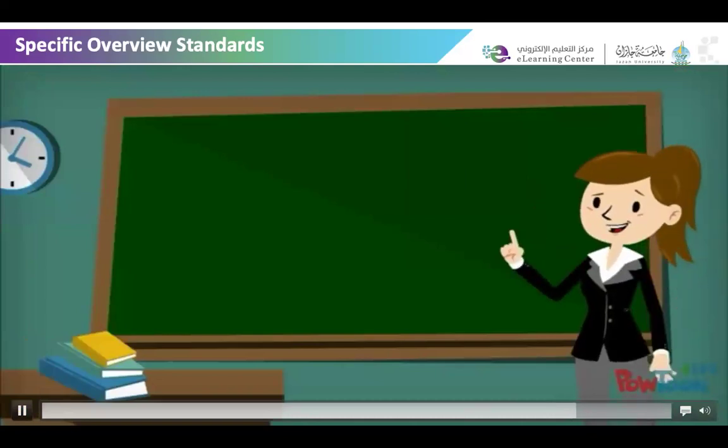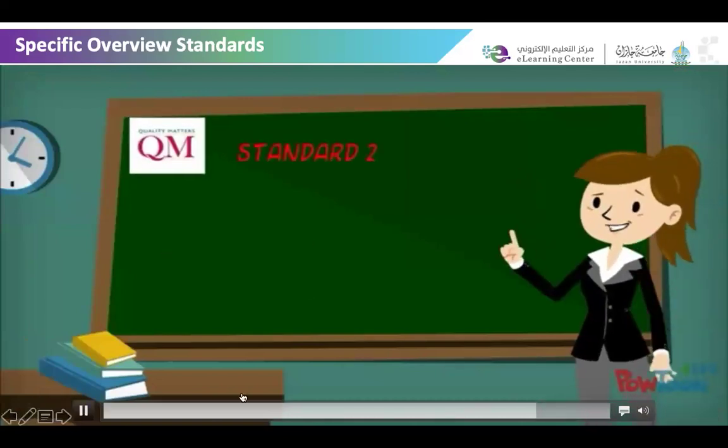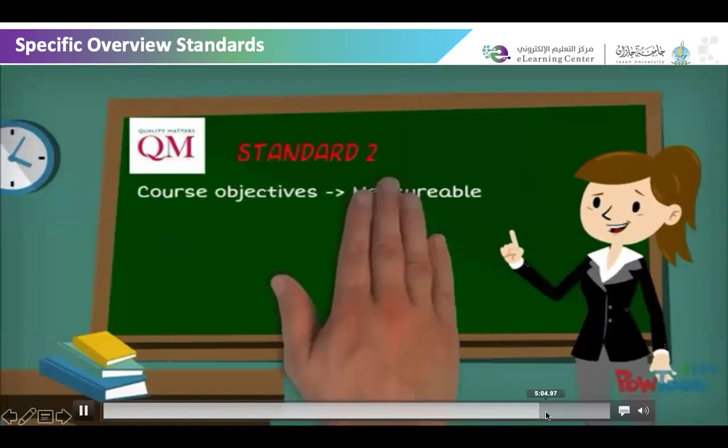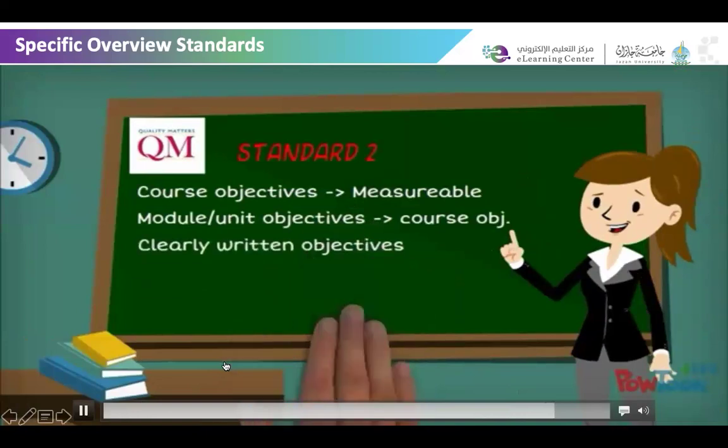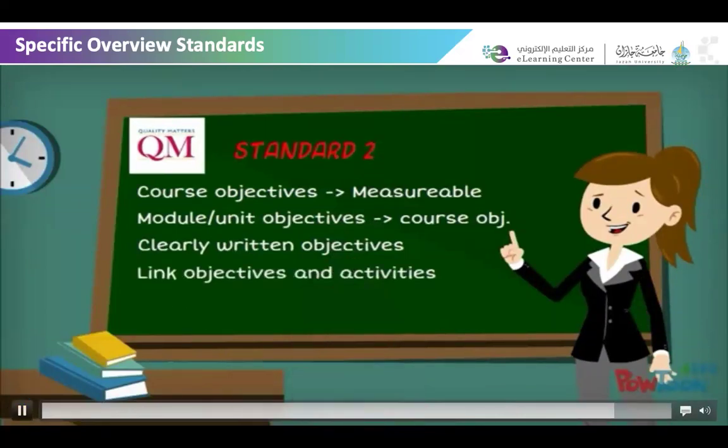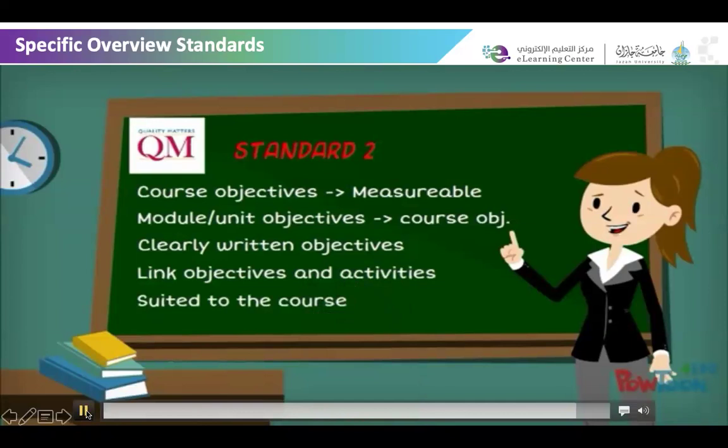Lastly, let's review the key points of the second Quality Matters standard. Course learning objectives should describe measurable outcomes. Module unit learning objectives should be measurable and consistent with the course level objectives. All learning objectives should be stated clearly and written from the learner's perspective. The relationship between learning objectives and course activities needs to be clearly stated. And finally, the learning objectives should be suited to the level of the course.